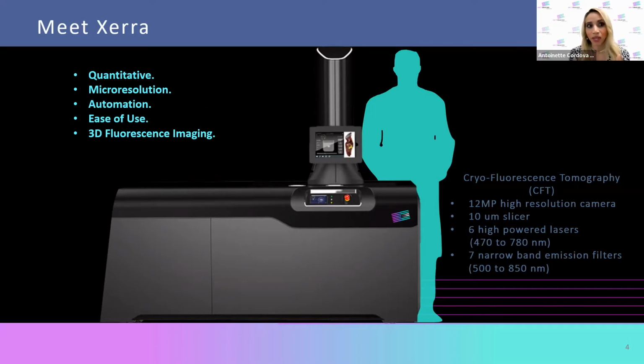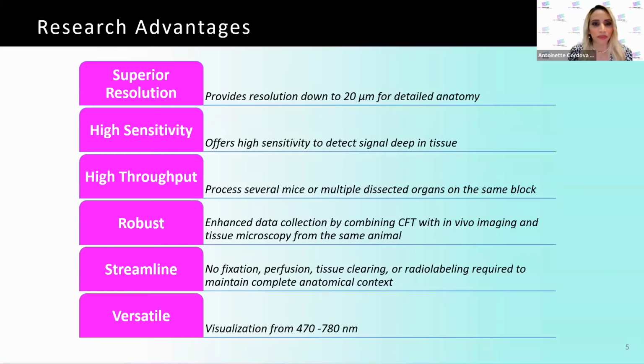That's really great because it allows us to have quantitative fluorescence imaging. We are able to get micro resolution. This is an automated process that has ease of use. There's not necessarily a devoted or dedicated technician to this modality. Someone in your lab, or many people, for example, in this workflow can assist. And ultimately, the goal is to get high resolution 3D fluorescence imaging from this platform.